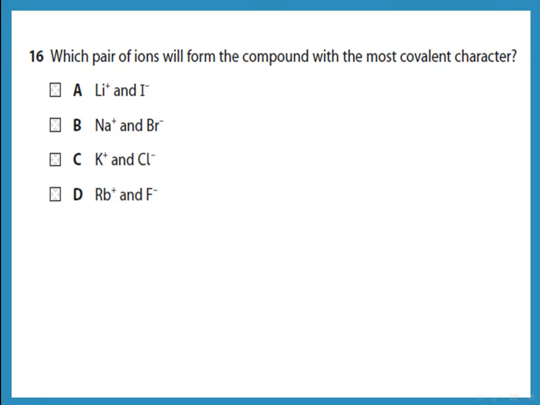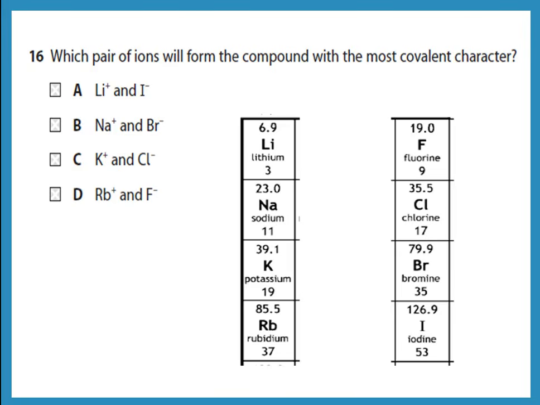Which pair of ions will form the compound with the most covalent character? So the choices that I have are things in group 1 and things in group 7.